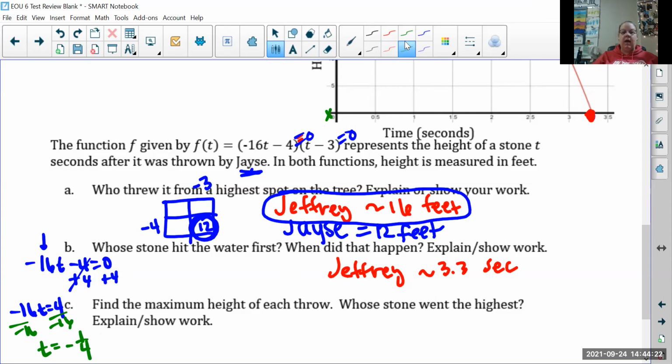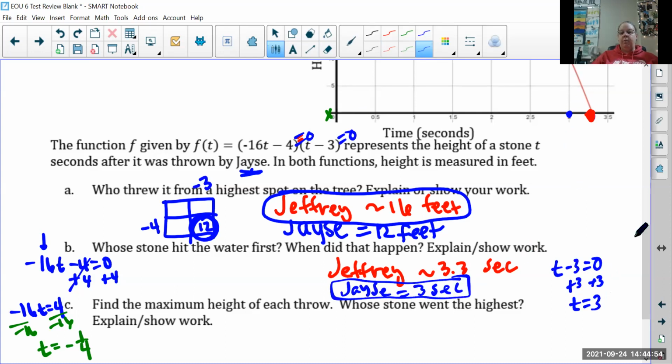Then we want to look at the other x-intercept, and that's t minus 3. So I'm going to do that one over here. t minus 3 equals 0. And this one we can just do the opposite, because when we add 3 to both sides, t equals a positive 3. So that means his would be here, and that one does make sense. So Jace's stone must have hit the ground at 3 seconds. Therefore his happened first, and it was at 3 seconds.